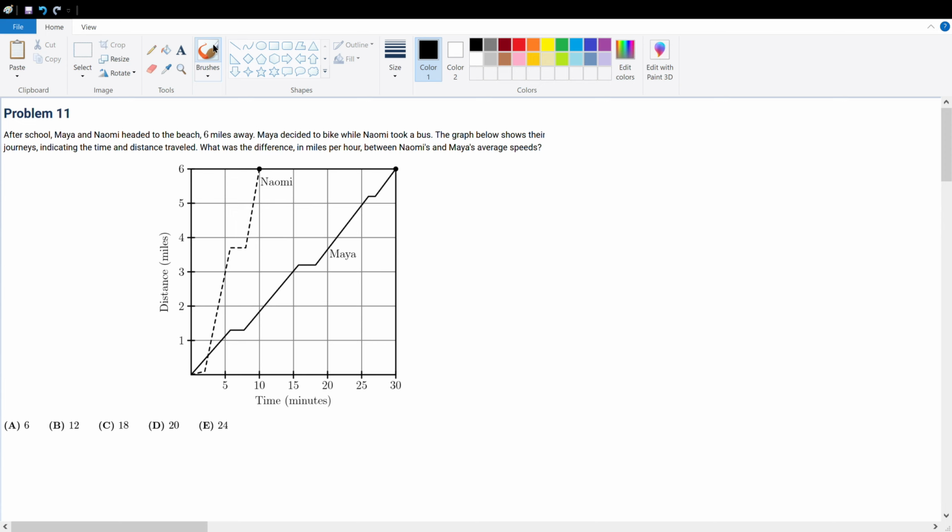Problem 11. After school, Maya and Naomi headed to the beach, 6 miles away. Maya decided to bike while Naomi took the bus. The graph below shows their journeys indicating the time and distance traveled. What is the difference in miles per hour between Naomi's and Maya's average speeds?